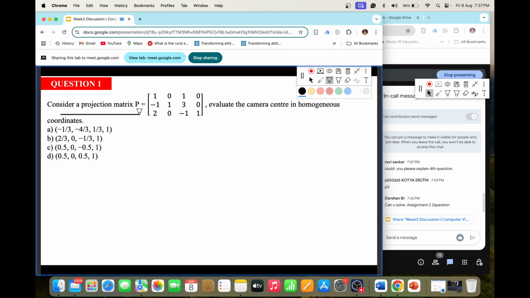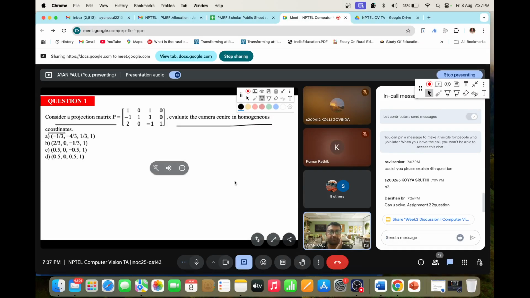Consider the projection matrix P. Evaluate the camera center in homogeneous coordinates. Can anyone tell how to do it? Camera center. Come on, unmute yourself. It is very simple, we have discussed it. Whenever you are given P, how do you find the camera center? Minus M inverse times P4, right? Minus M inverse into P4.